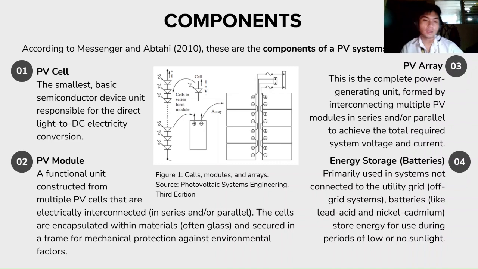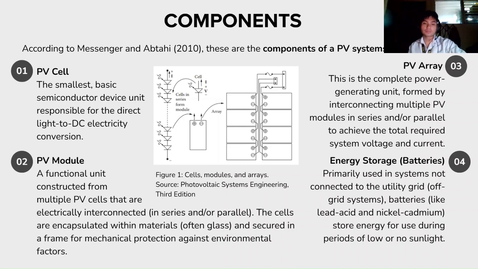So for example, in this calculator, although you cannot see it from the camera, there are four PV cells, and these four PV cells are already one module. So this is one module, four PV cells. And the statement of being encapsulated with materials, often glass, is true. There's glass. It's really glass, I can tell from its touch.